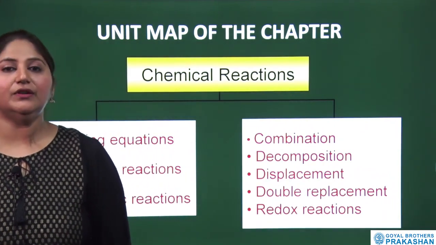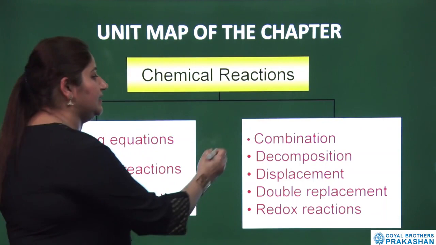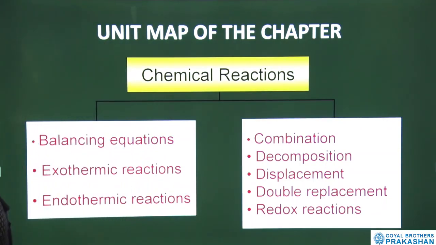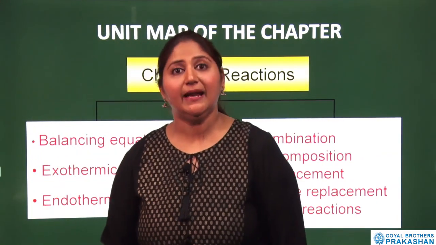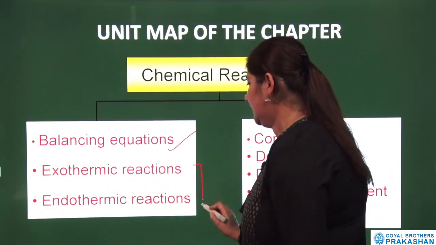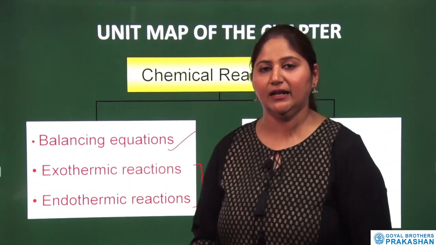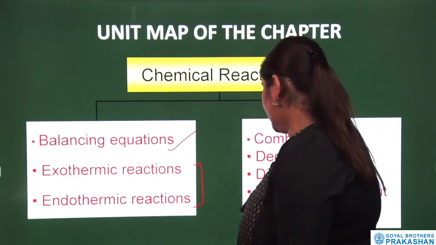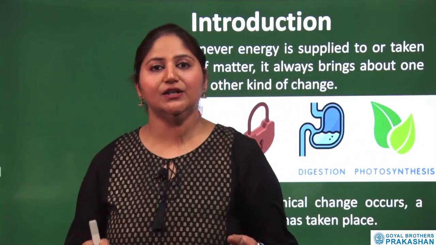So in the chapter, we will be dealing with various types of reactions, right? Then we will be looking at the balancing of the chemical equations, followed by the temperature dependence of exothermic and endothermic reactions. So to proceed further, let's talk about chemical changes first.